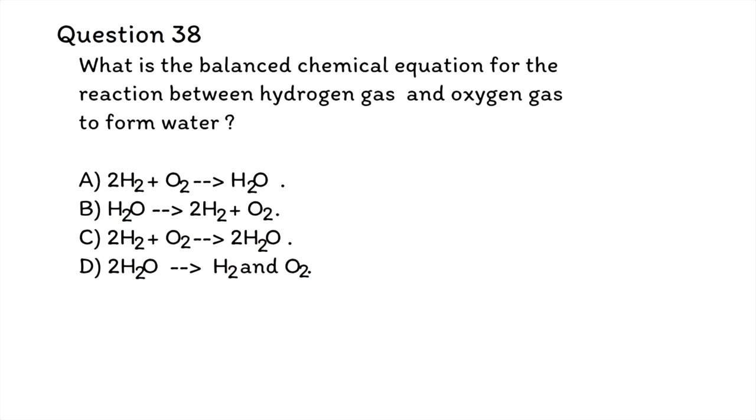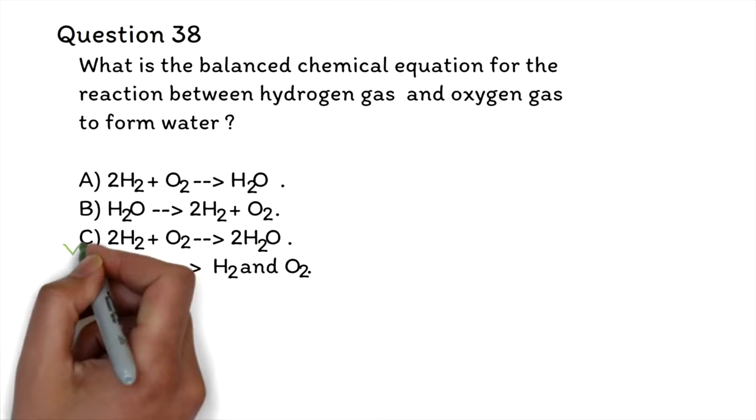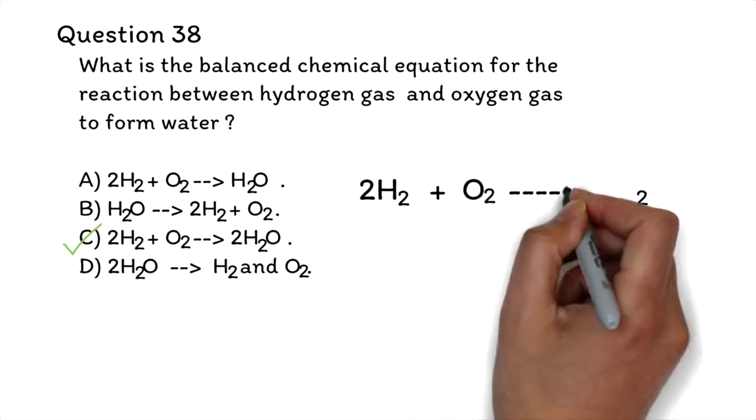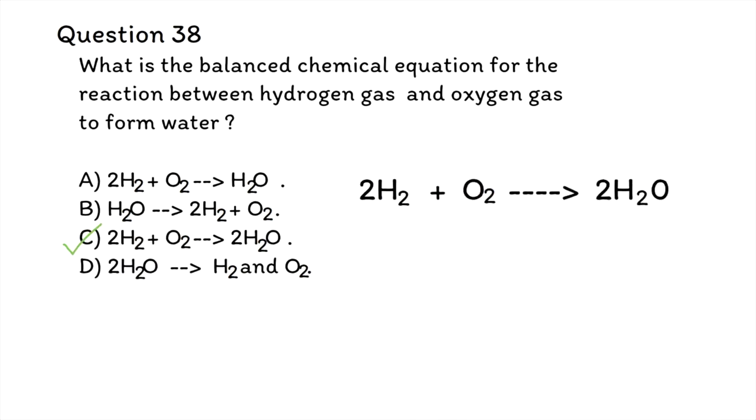A. 2H2 reacts with O2 to get H2O. B. H2O breaks down to 2H2 and O2. C. 2H2 reacts with O2 to give 2H2O. D. 2H2O breaks down to H2 and O2. The correct answer is C. 2 molecules of hydrogen gas react with 1 molecule of oxygen gas to produce 2 molecules of water.